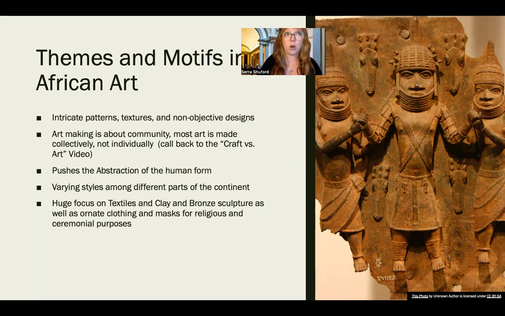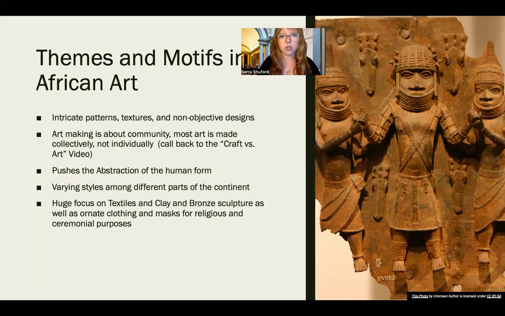Additionally, going back to our craft versus fine art video that we watched in Module 5, their art is about community. While Europe, in the 1500s, had this big shift from creating artwork in groups to creating artwork as individuals, and we start seeing those individual names like Michelangelo and Raphael and Da Vinci, here we see that community, that sense of each person having a part of the job, still stays and is still part of their traditions. So again, art is made collectively and not individually. And that still is kind of how it goes today, honestly.